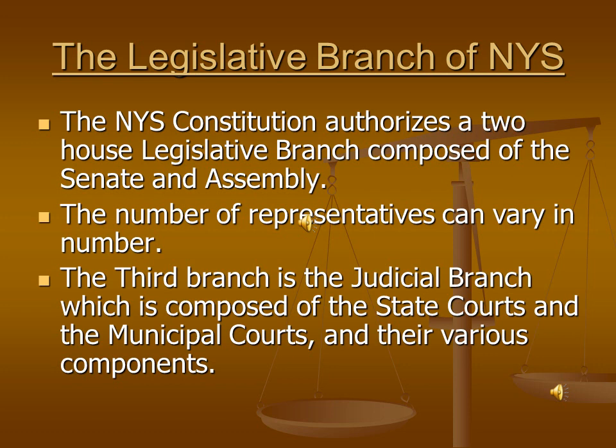The second branch of the New York State government is the legislative branch. The New York State Constitution authorizes a two-house legislative branch composed of the Senate and Assembly. These representatives are elected by the citizens, and the number of representatives can vary during any election cycle. The third branch is the judicial branch, which is composed of the state courts and the municipal courts and their various components. Our discussion today obviously will deal mostly with the legislative branch of New York State.